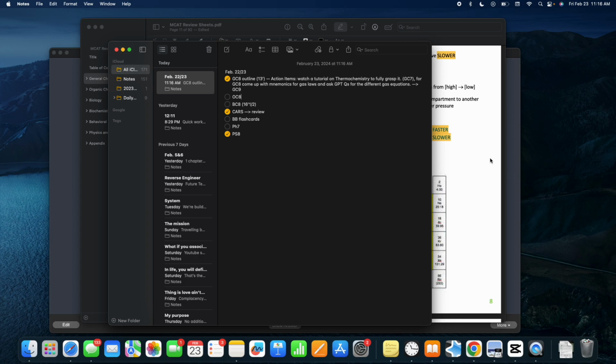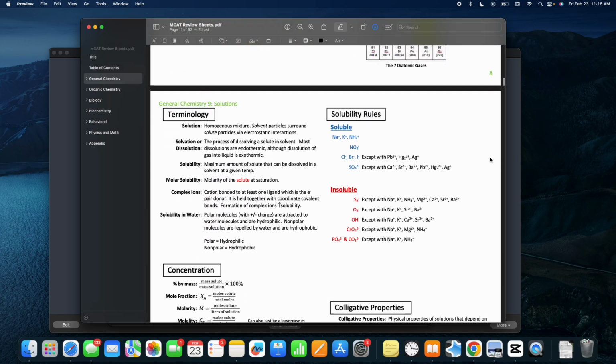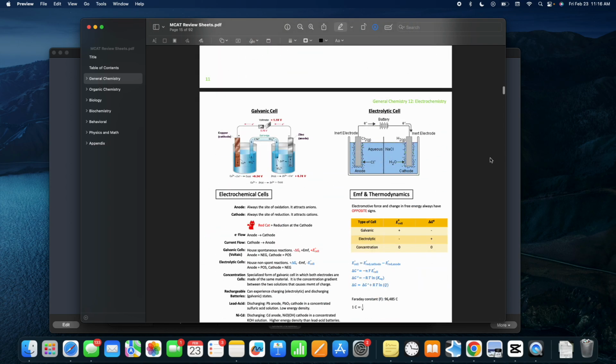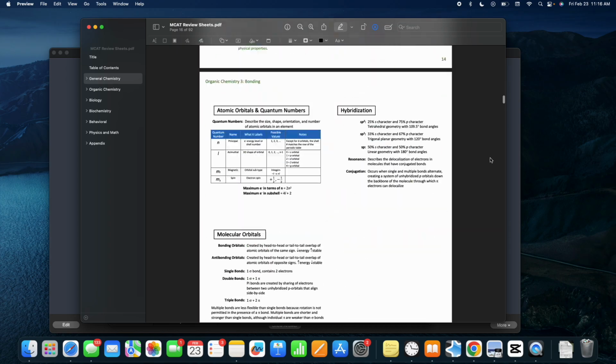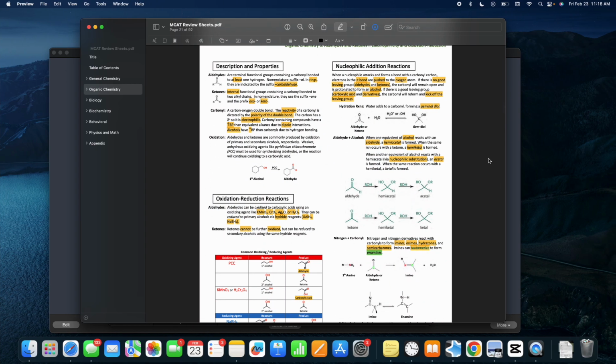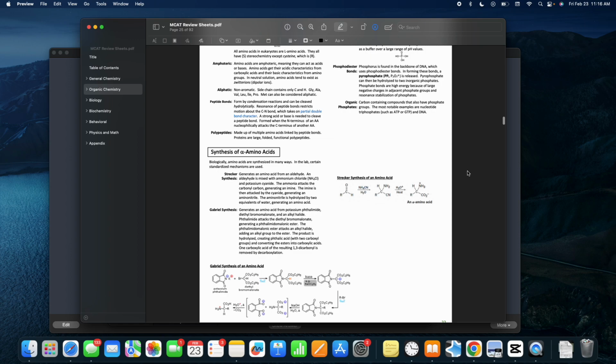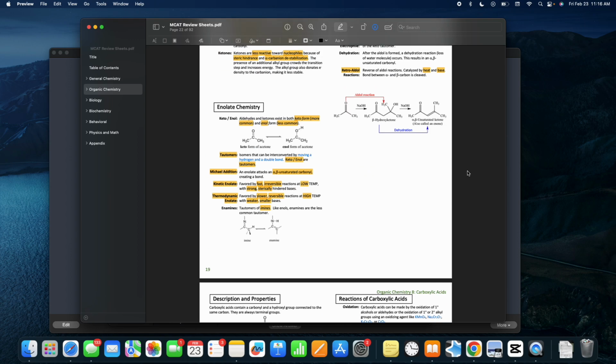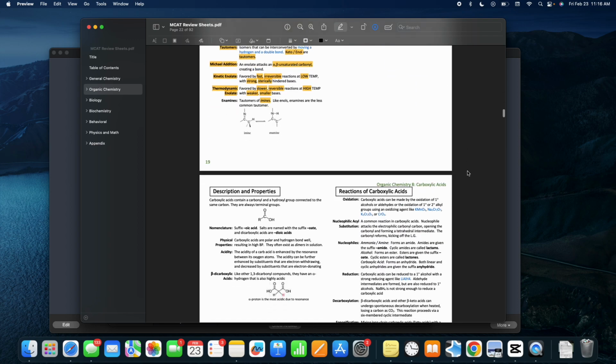Okay, and let's go to organic chemistry. Organic chemistry 8. So now we have carboxylic acids.